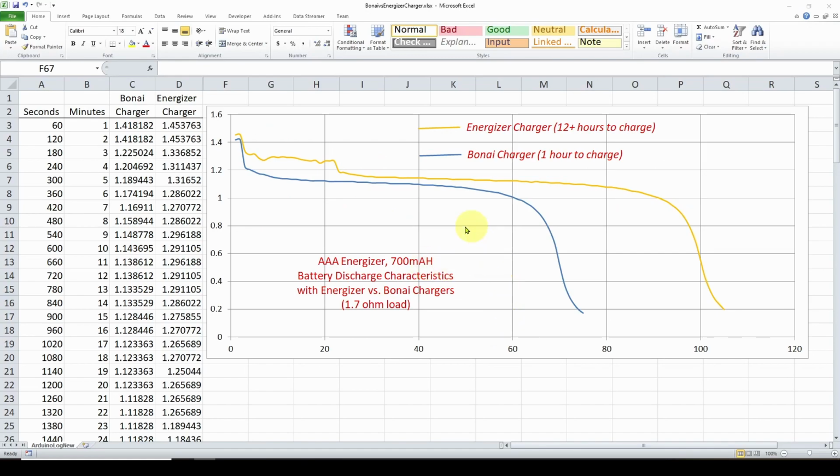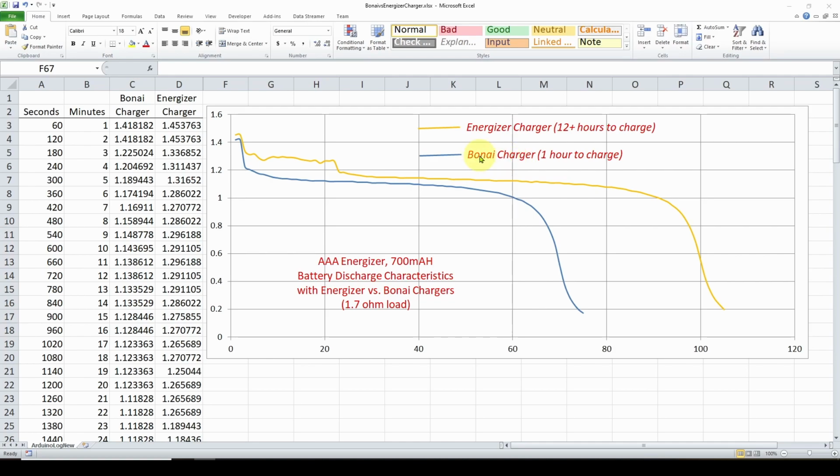So now another question is, does it matter which battery charger I get? Again, that depends. For example, I'm taking my AAA Energizer battery. And this is the discharge characteristic after it has been charged from dead with two different chargers. One is an Energizer branded charger designed exactly for that AAA and the AA batteries. And the other is a charger that I did a review of a while back.